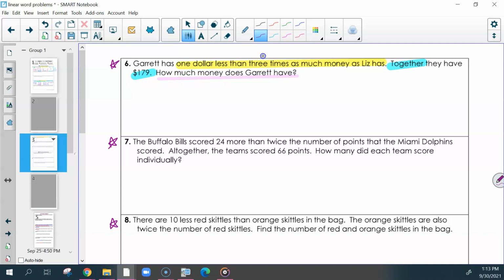Let's do lowercase g, and I'll do the cursive L. So g is going to be the amount of money Garrett has. So this is me defining what this actually means. And then L is going to be the amount of money Liz has.